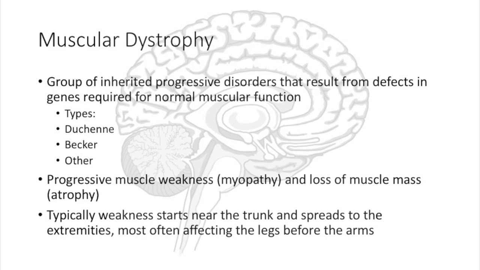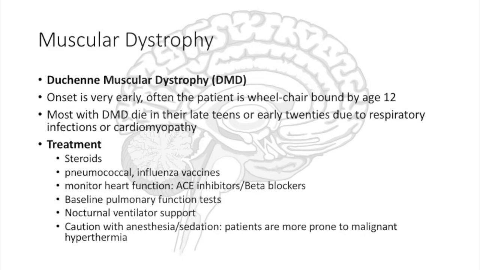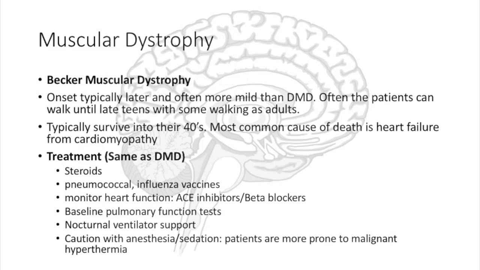Duchenne muscular dystrophy has onset very early in life, and often the patient is wheelchair bound by the age of 12. Most DMD patients die in their late teens or early 20s due to respiratory infections or cardiomyopathy. Treatment for DMD includes steroids and pneumococcal and influenza vaccines. You want to monitor their heart function and give ACE inhibitors and beta blockers. These are going to help prevent the development of cardiomyopathies. Also baseline pulmonary function tests, nocturnal ventilator support, and caution with anesthesia and sedation, as these patients are more prone to malignant hyperthermia.